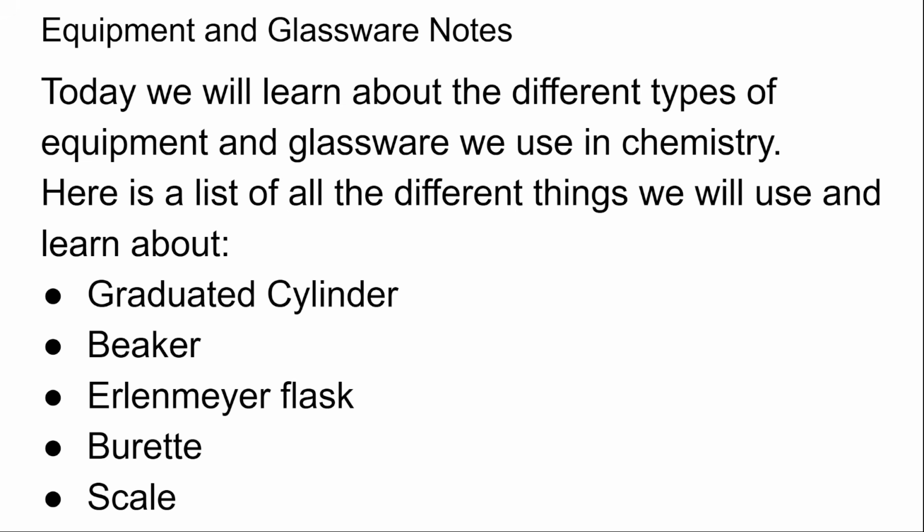Today, what we'll go over are four different types of glassware, which are the first four listed here. We have the graduated cylinder, the beaker, the Erlenmeyer flask, and the burette. Then the last piece of equipment that we use in this class quite often is a scale. So, what are these things? What do they look like? And what are their purposes, their benefits, and, I guess, their pros and cons?